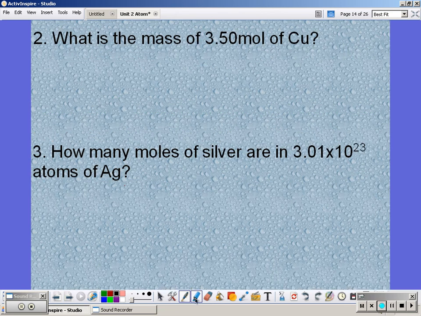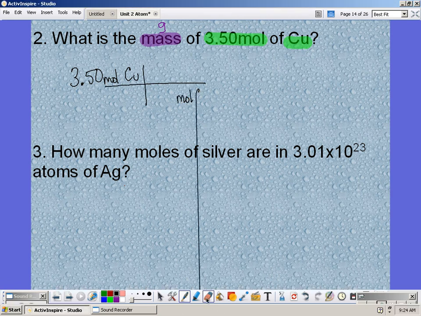In number 2, we're given moles of copper, and we're looking for the mass. Now mass is measured in grams, so it's similar to the first problem, but asked in a different way. So we're going to start with our given 3.50 moles copper. To cancel mole, I have to put it on the bottom. Since mole is in the center, it connects everything. I know I can go straight from moles to grams of copper.